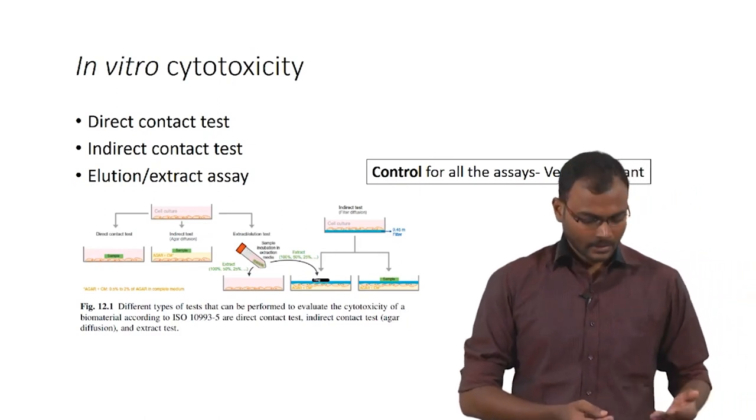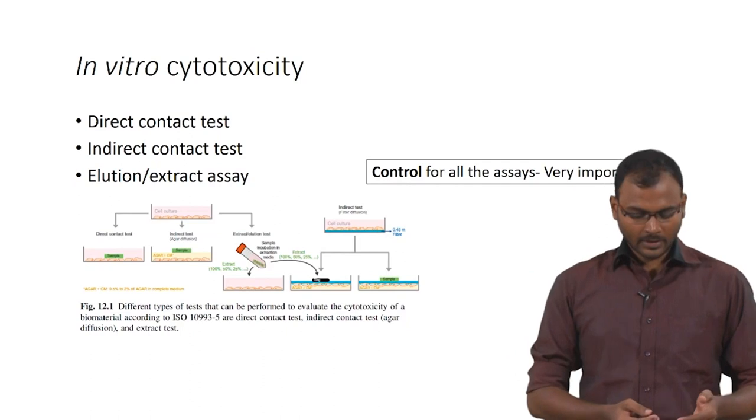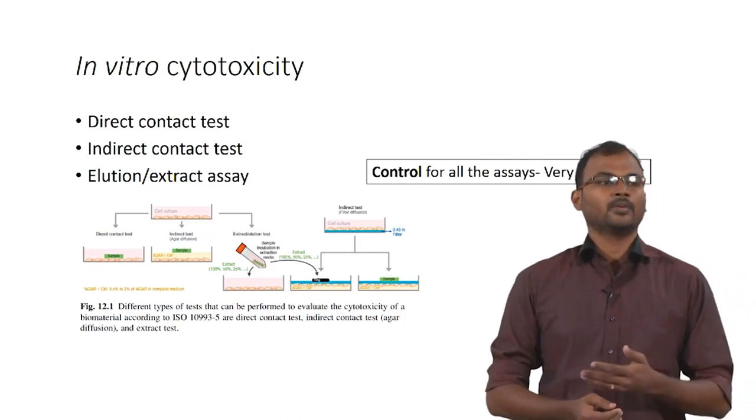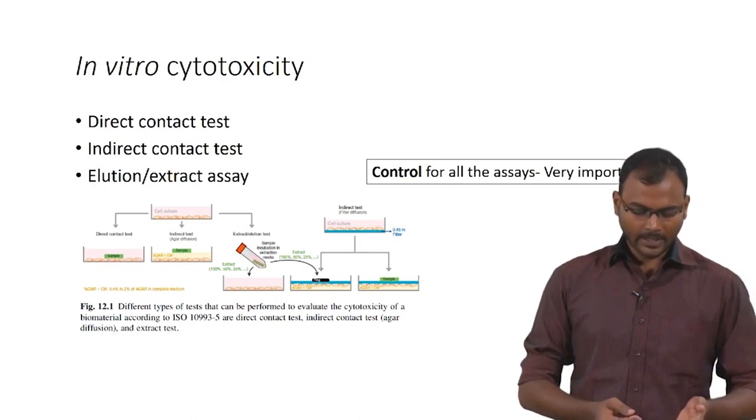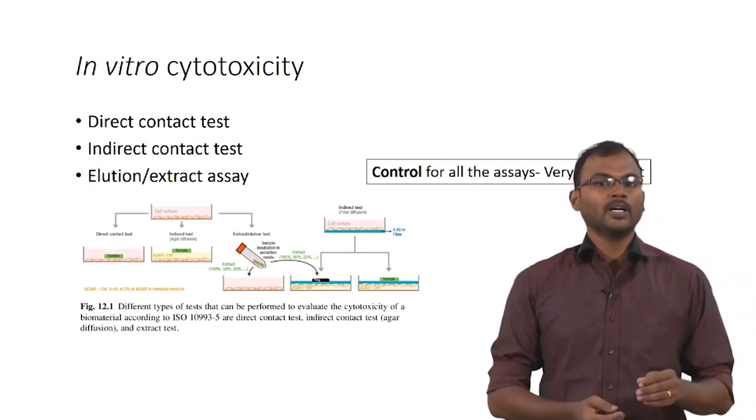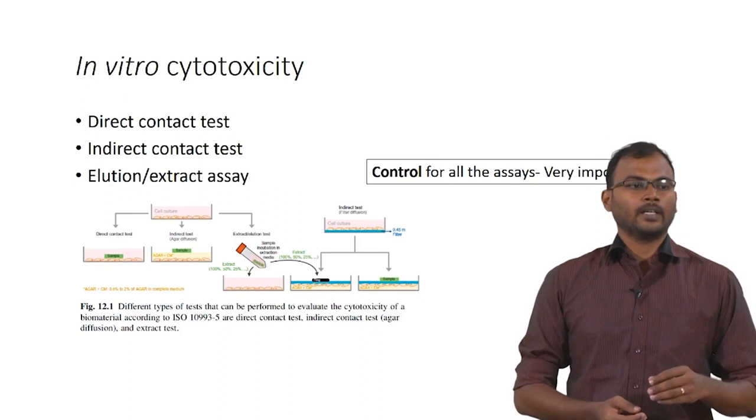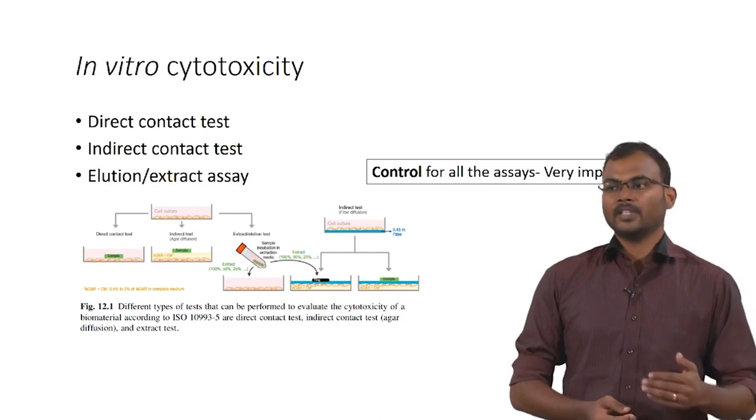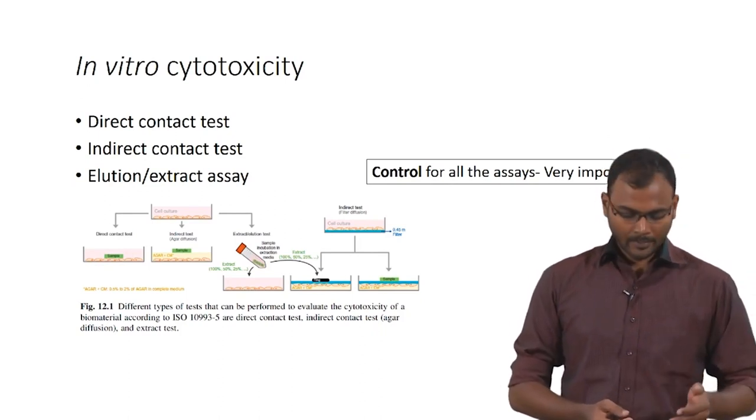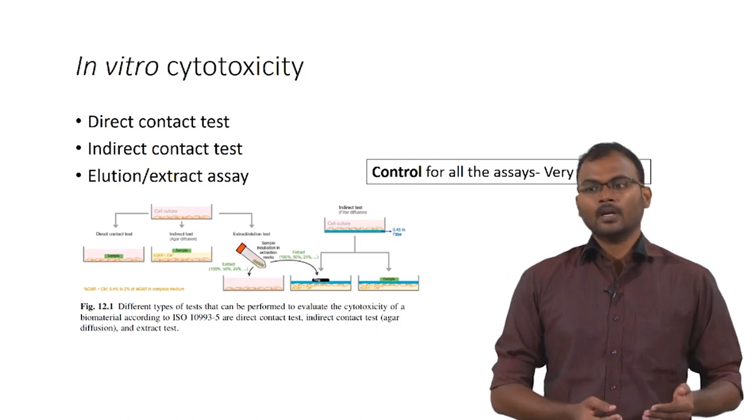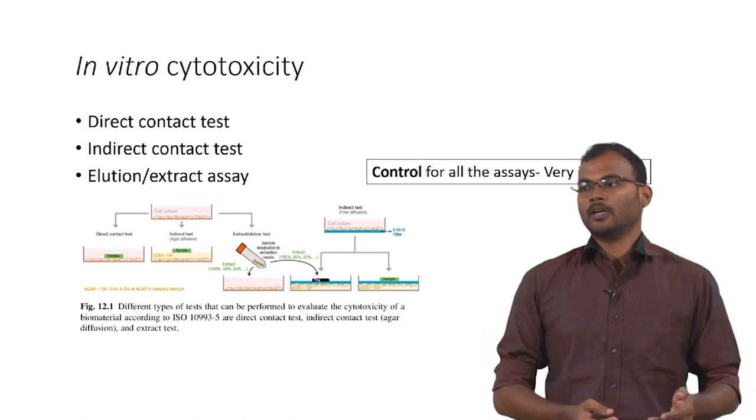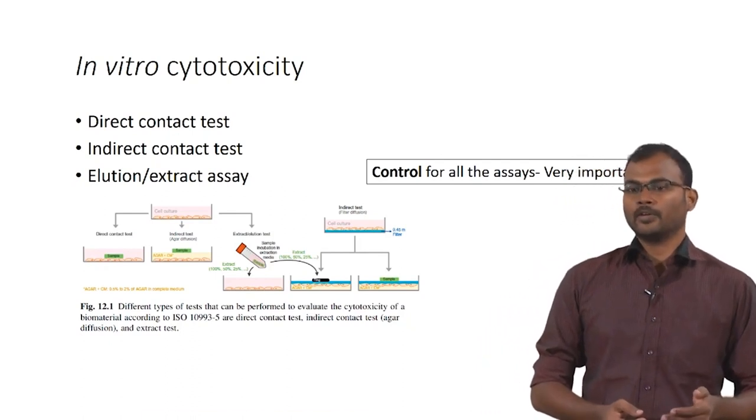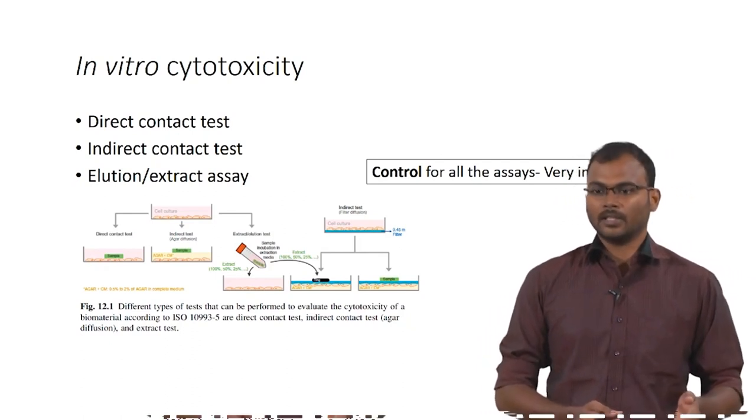Direct contact is where, as you can see in the first figure, you have grown cells on the tissue culture plate and you put your sample on top of it and check whether it is affecting any of the cells underneath it. That can be done for your nanoparticles or samples not having too much load. If you are having too much load, it can destroy your cells automatically.